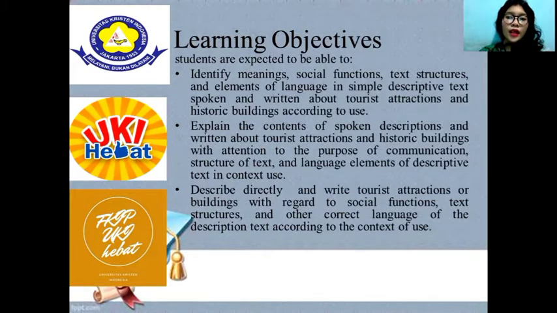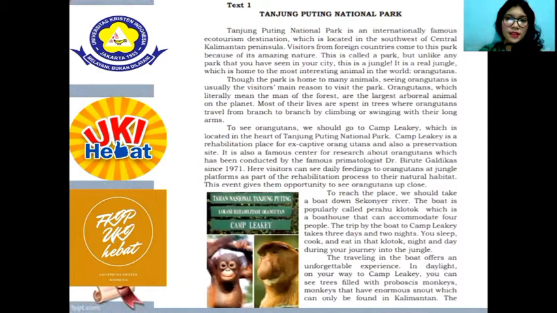Okay, after we know the learning objectives in this lesson, I have one text here that's talking about Tanjung Puting National Park. Could you guess what the text is talking about? And could you guess what kind of text this is? Yes, this text is talking about Tanjung Puting National Park, where orangutans live. And this text is a descriptive text.